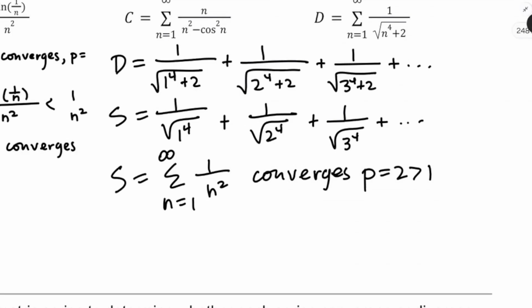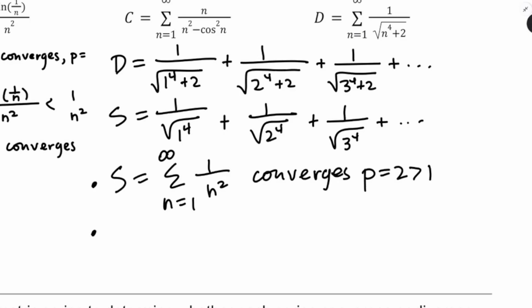Then I can say, okay, well, the terms of S are greater than the terms of D, right? Because we've added into the denominator, so the terms of D, I think a better way of saying it, are even smaller than the terms of S, so series D must converge as well.